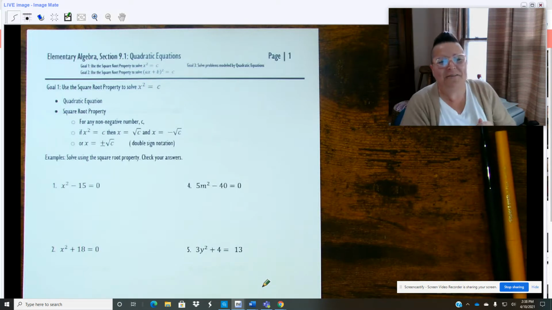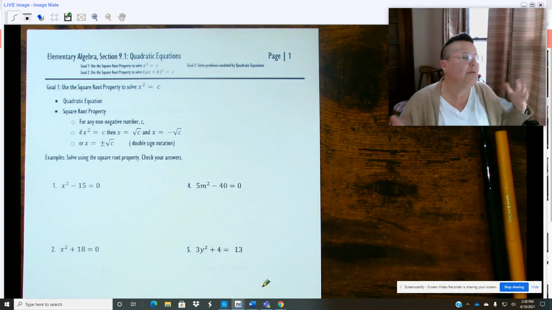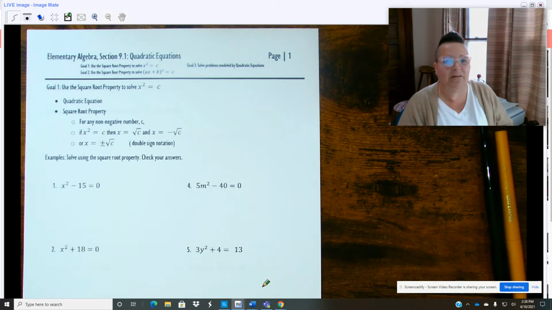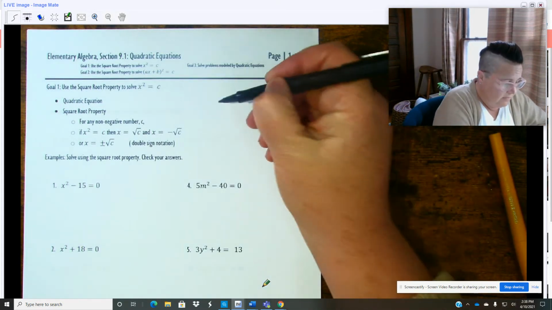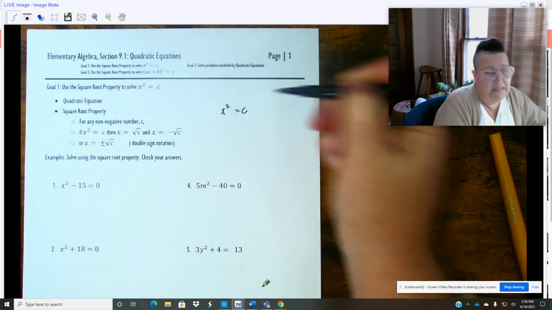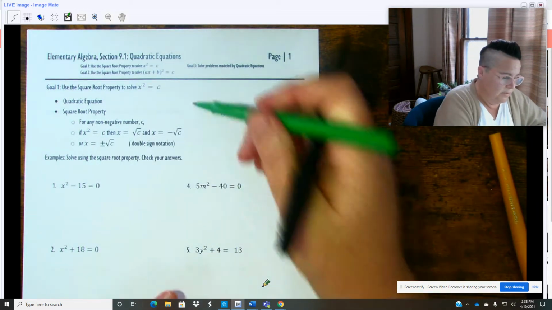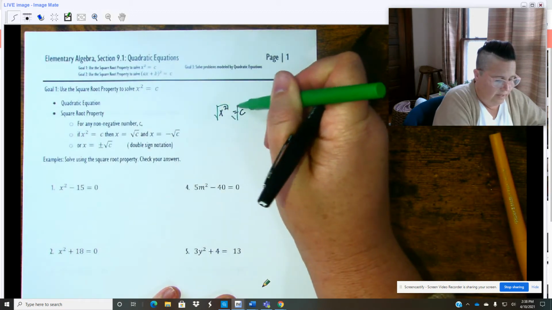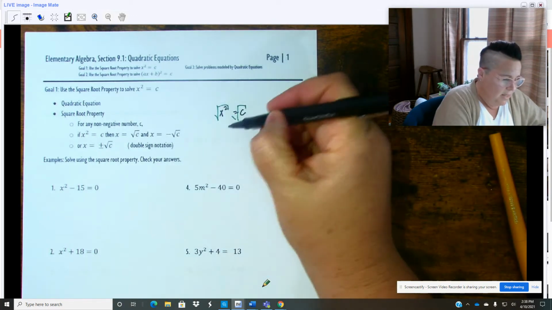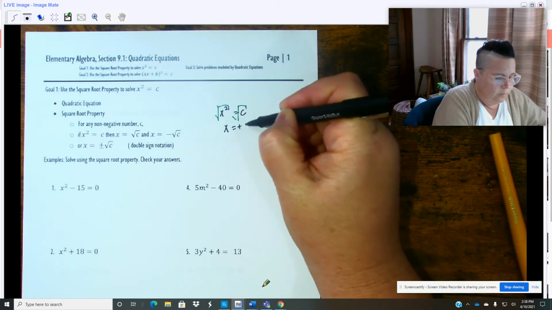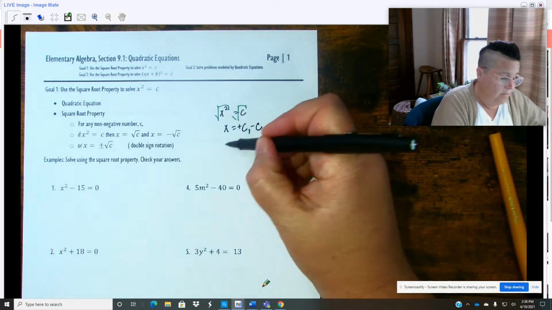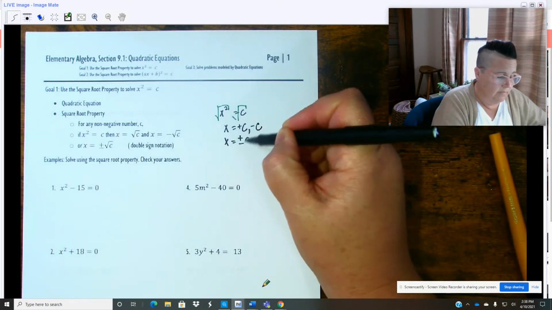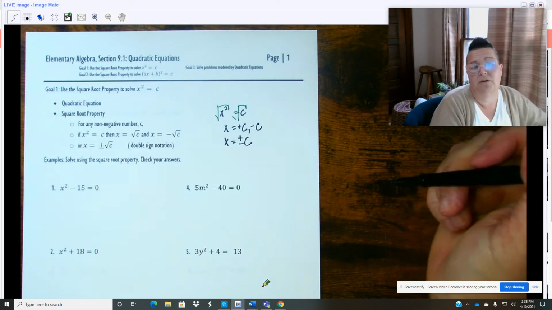Section 1, we're going to learn the square root property. I'm pretty sure that you are all already aware of it. The square root property basically says that if you have any non-negative number c, and you know that x squared is equal to c, then when you take the square root of both sides, that x value could be the positive or principal square root of c, or it could be the negative square root of c. Most frequently, we write this as plus or minus the square root of c. That's known as the double sign notation.